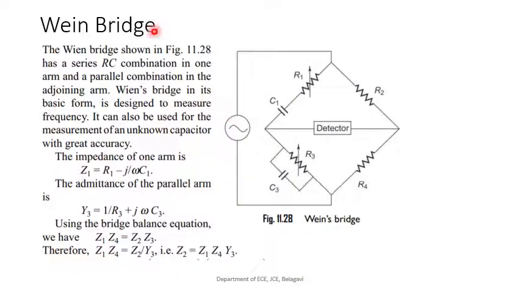Then the last bridge, Wien's bridge. This is used to find out frequency. Of the last two bridges, the first was the capacitance comparison bridge, and the second was the inductance comparison bridge, which was used to find inductance. Now this Wien's bridge is used to find out frequency. It is used in design to measure frequency, and it can also measure capacitance, but it is normally used for measuring frequency.